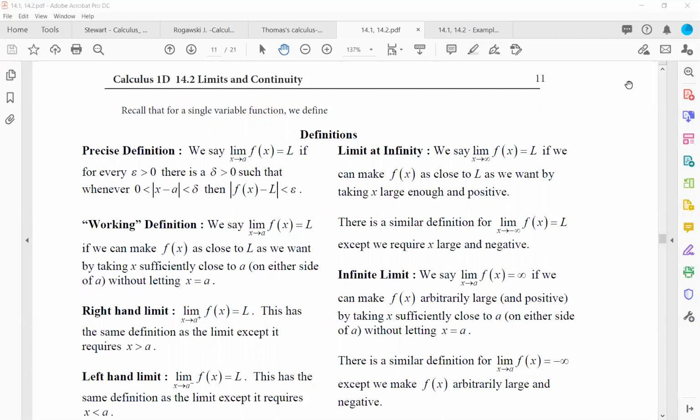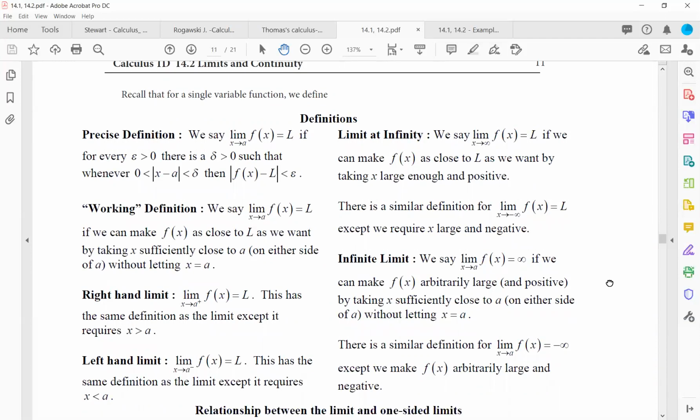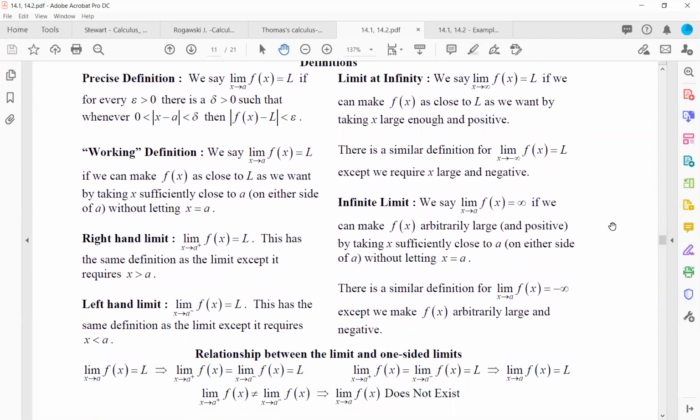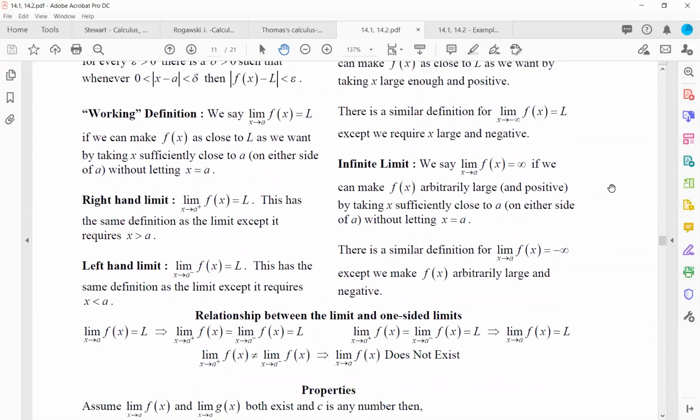I feel comfortable about those. I wrote down some of them for you on page 11 and 12. For example, you can find the definition of limit. You can find the infinite limit, limit at infinity, right-hand side, the left-hand side limit. And in general, we say that a function has a limit if the limit from the left-hand side is the same as the limit from the right-hand side. Otherwise, we say that the limit doesn't exist.